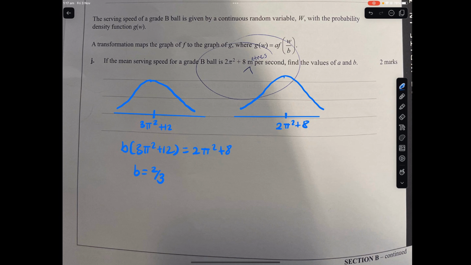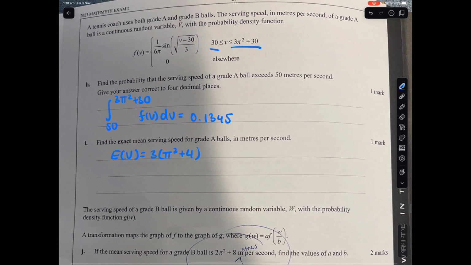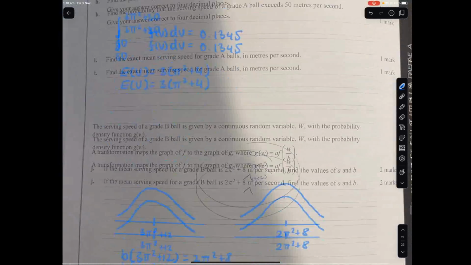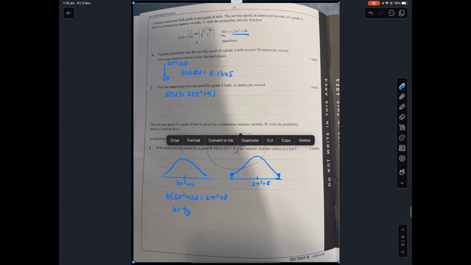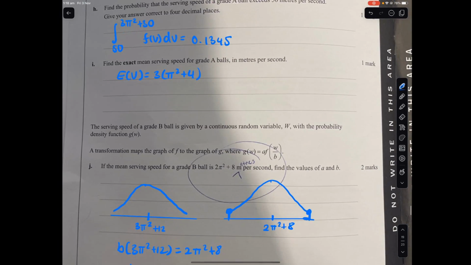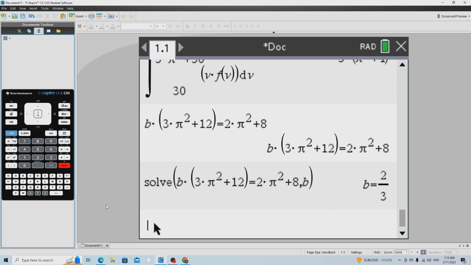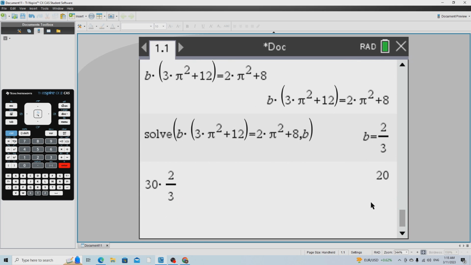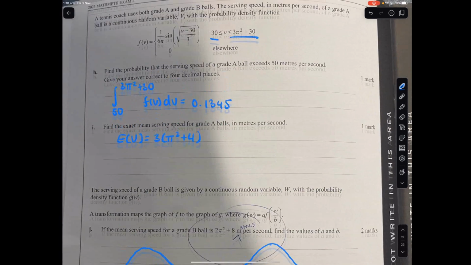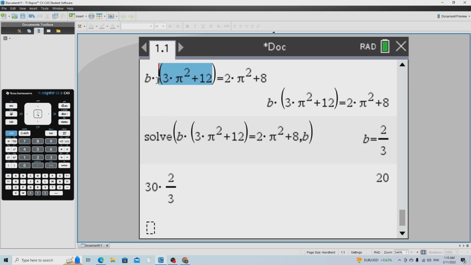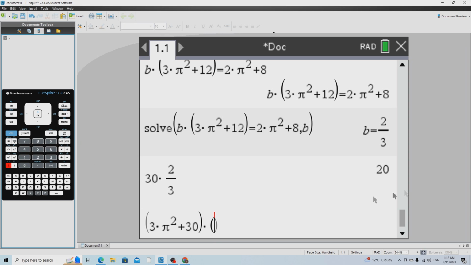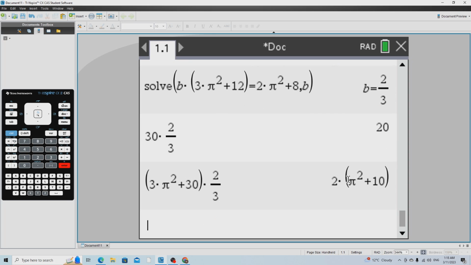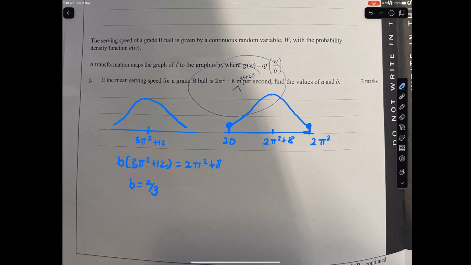Now we have that b value, this could actually be very useful because we know that this is restricted from 30 to 3 pi squared plus 30. If we multiply all those values by b, we actually get these restricted ones here. So let me just do that. What's 30 times 2 over 3? It's 20. So here's 20. And what's 3 pi squared plus 30 times 2 over 3? It gives us this value over here. So let's write that down: 2 pi squared plus 20.